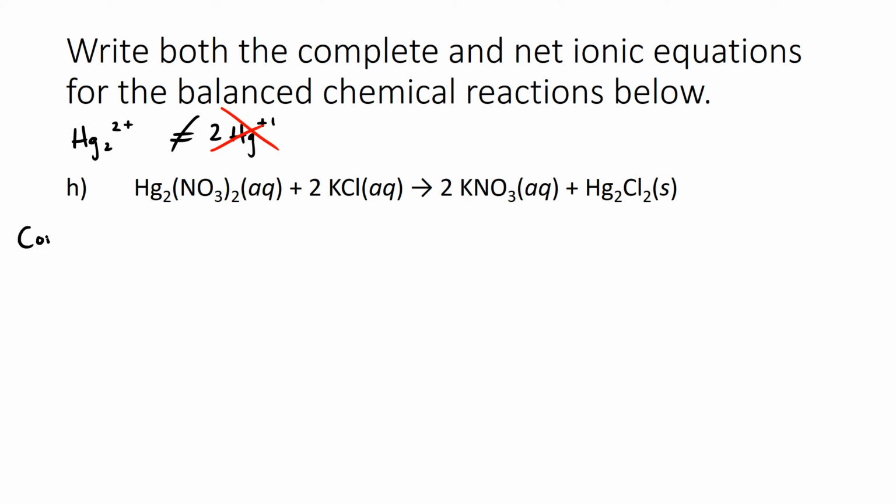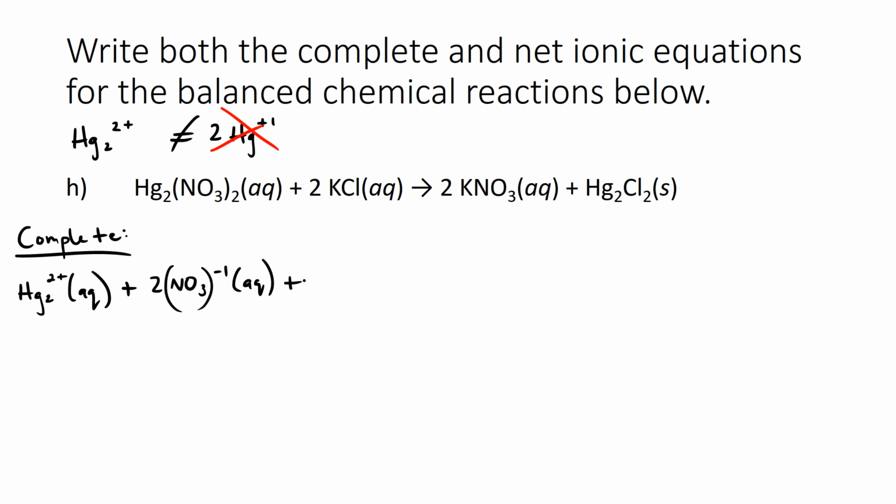So we can go ahead and give the complete ionic equation like we did in the previous problem. We're going to say that this is going to stay as Hg2 with a 2+ charge, and it's going to be in the aqueous state. We know we have the two nitrates with the -1 charge on them in the aqueous state. Here we have the two potassiums with a +1 charge in the aqueous state, and we also have two chlorides with a -1 charge in the aqueous state, producing the solid over here that we're going to keep together because it's not in the aqueous state, it's a solid, so it's not going to break apart.